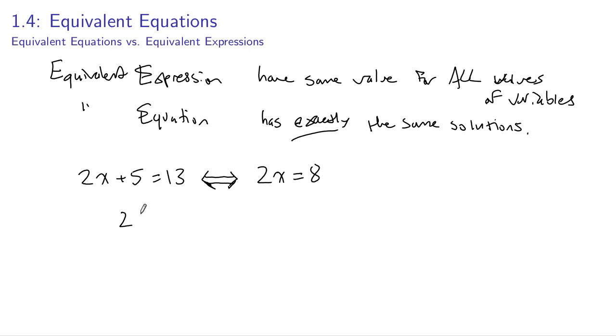Two times x over 3 and 2x over 3, these are equivalent expressions. There's no equals. Equations, this is expressions.